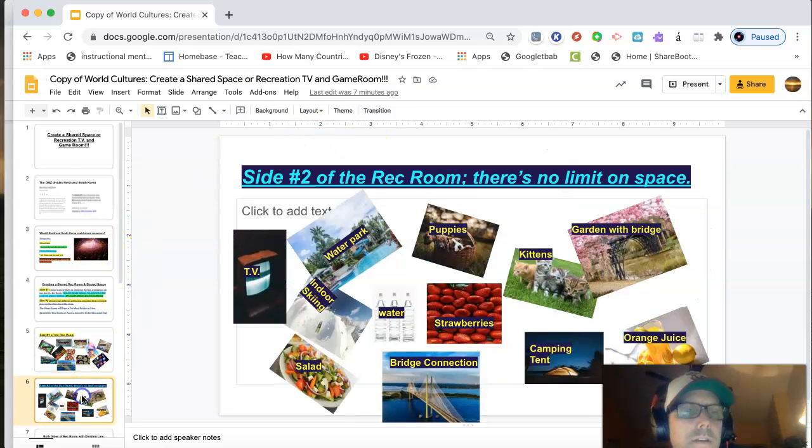That's side one. Side two of the rec room, there's a classic retro style TV. Works super well though. Water park. Again, there's no limit on space, and this is just fictitious pretend, so we can have an indoor water park, and an indoor ski slope. Tons of salad. This is one of the few items available. Just tons of salad. Healthy. Puppies, kittens, a garden in the backyard with a bridge, strawberries, a tent for camping within this side of the room. Orange juice, so very healthy. And again, the bridge connection between the two sides of the room.